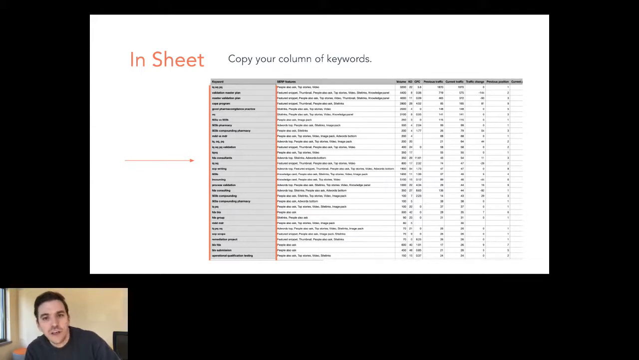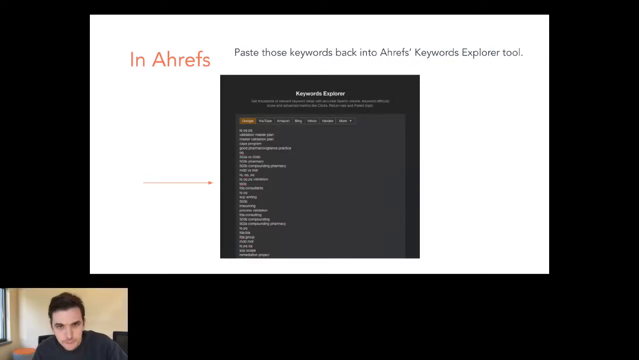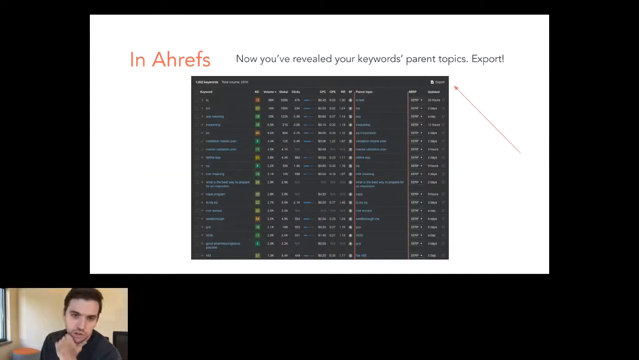So we're going to copy that column of keywords. We're going to go back into Ahrefs, into their Keywords Explorer tool, and then we're just going to paste that in there. And we're now disconnected from any kind of scan of your website. We're just looking at these keywords in a vacuum, basically. And we run an analysis on, we explore those keywords, and you'll get a similar looking report here where all of those keywords will be there, and it'll expose a lot of data about them. But what we want here is the parent topic. And again, we'll just export this sheet.